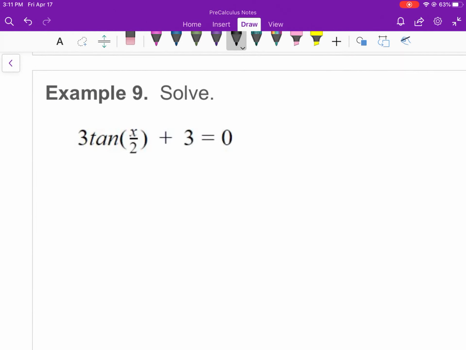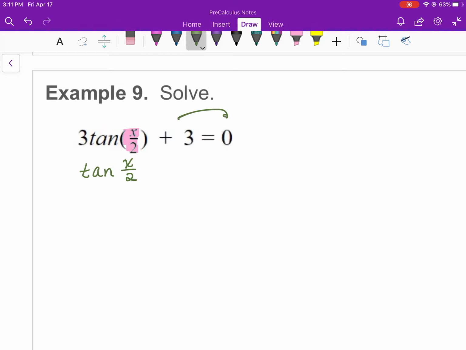Okay, PreCalc, we're going to wrap up lesson 5.3 today with these last examples. This first one is showing you what we call a half angle. Notice right here that it's x divided by 2. So we're going to pretty much ignore that until we get to the very end of the problem. So let's go ahead and solve as normal.